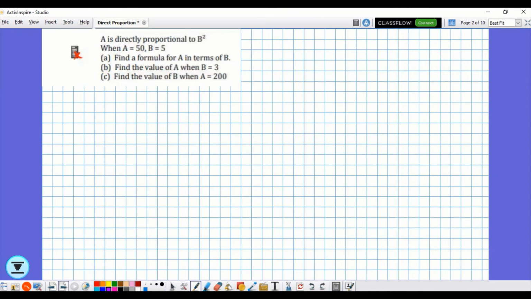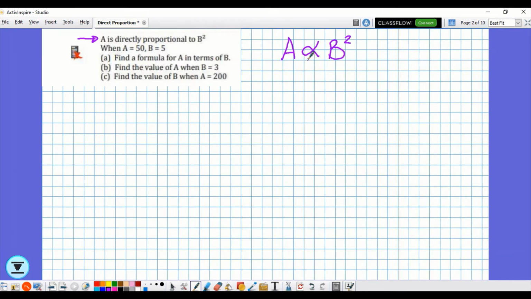Okay, let's try another question. So this one says A is directly proportional to B squared. When A is 50, B equals 5. Now we need to find a formula for A in terms of B. So we're going to go through this part first. So we know that A is directly proportional to B squared.